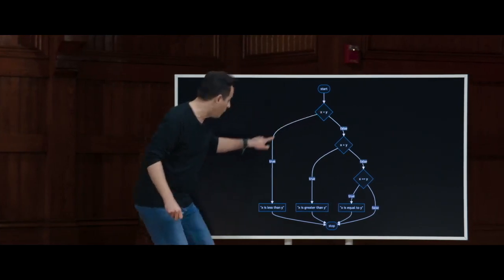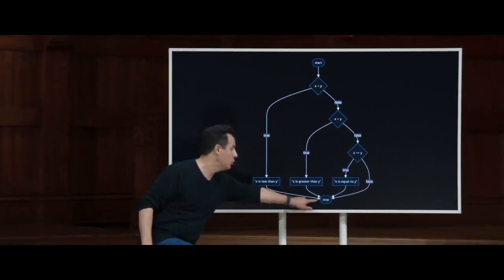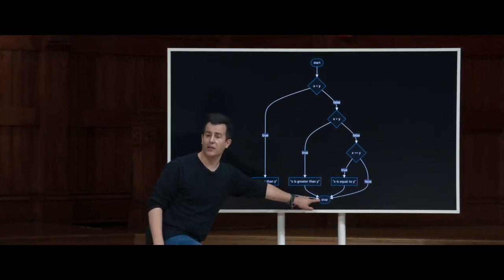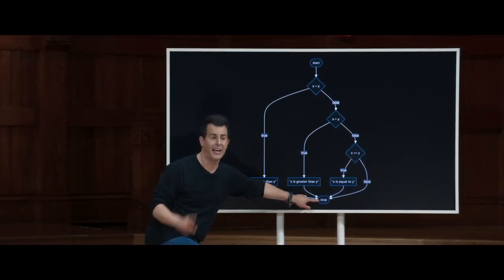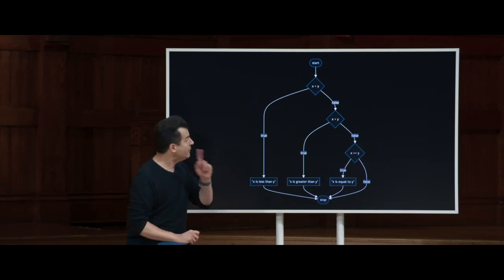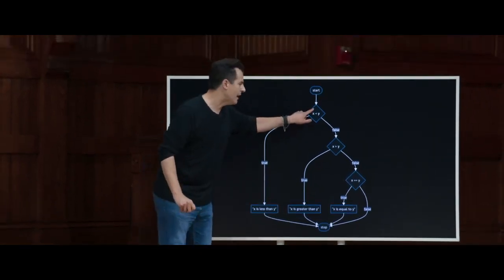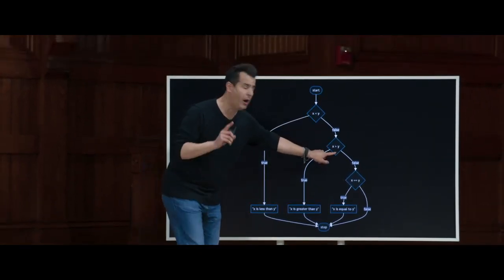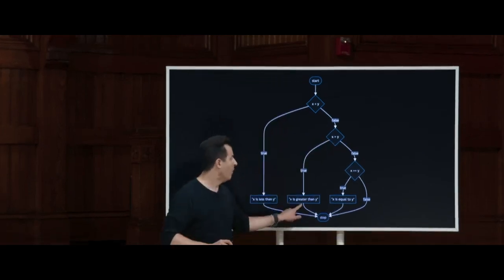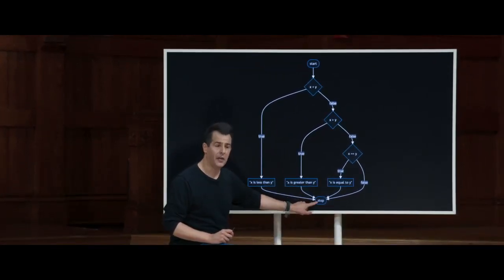If the answer is true, I say x is less than y, and then I sort of cheat and go all the way to the end of the program and stop, having asked only one question. If, though, x is not less than y, fine, I'll ask you a second question. But if the answer is true, I print out x is greater than y, and then I stop.